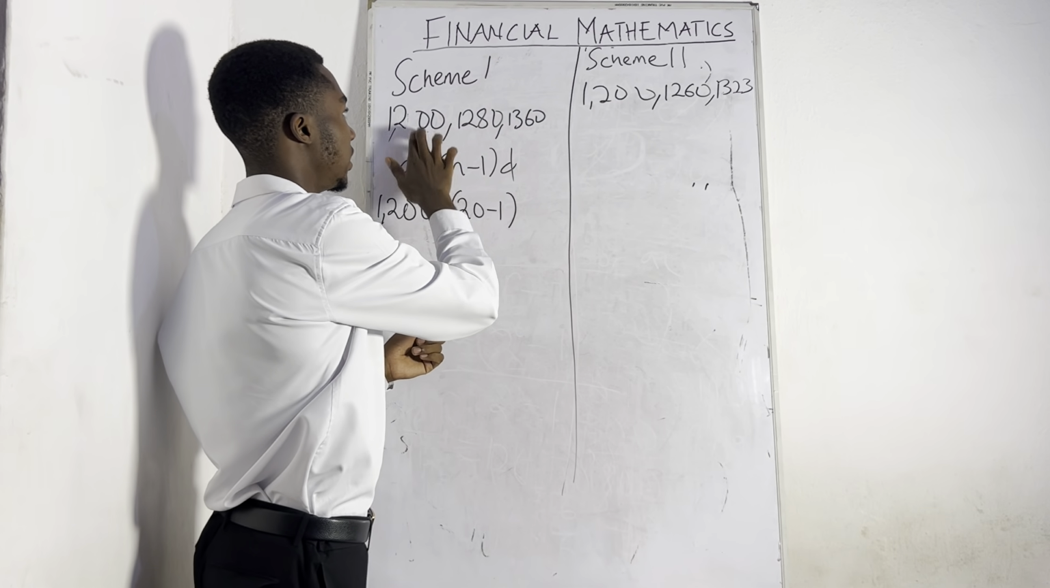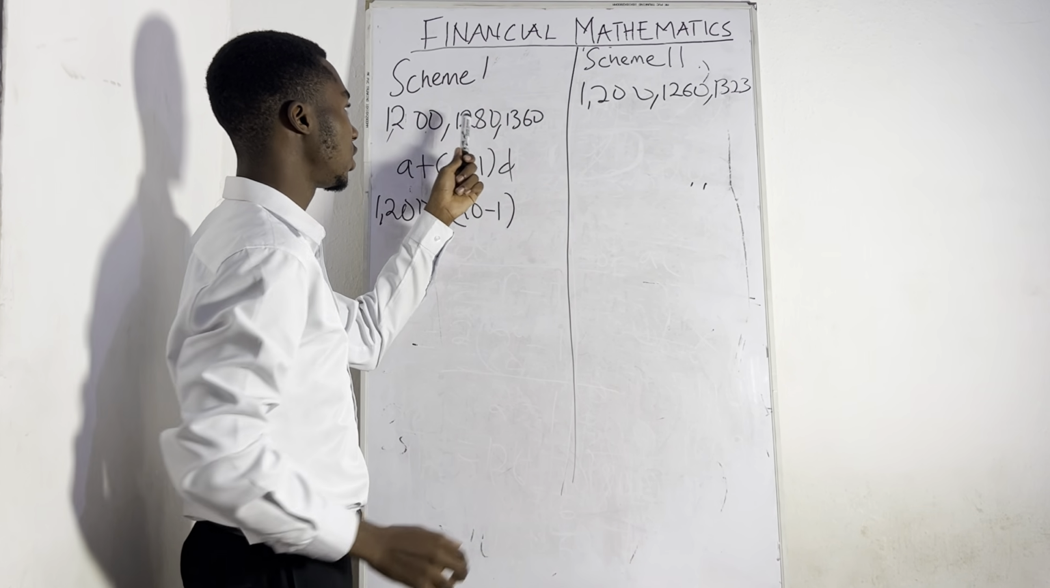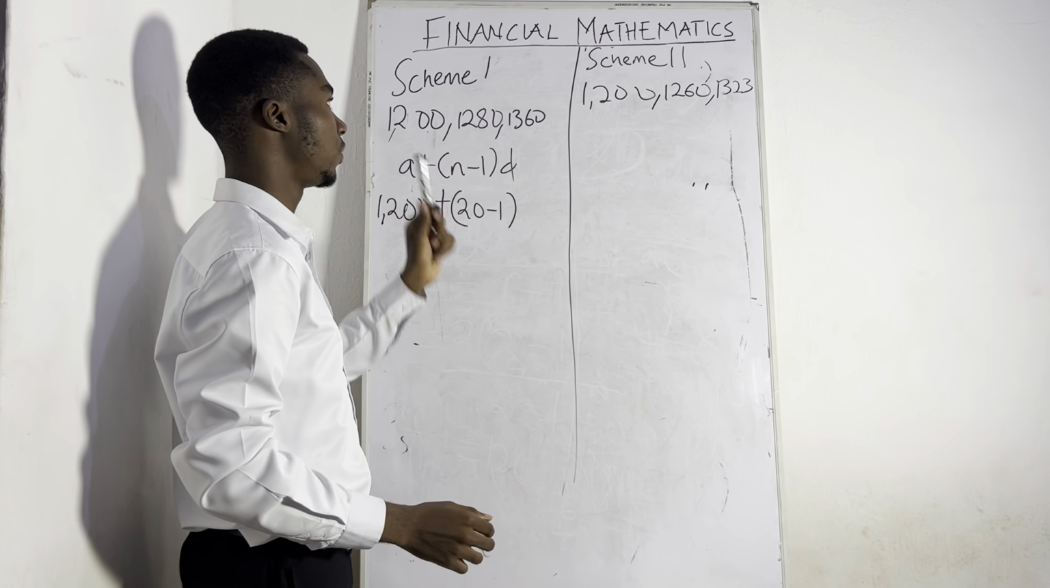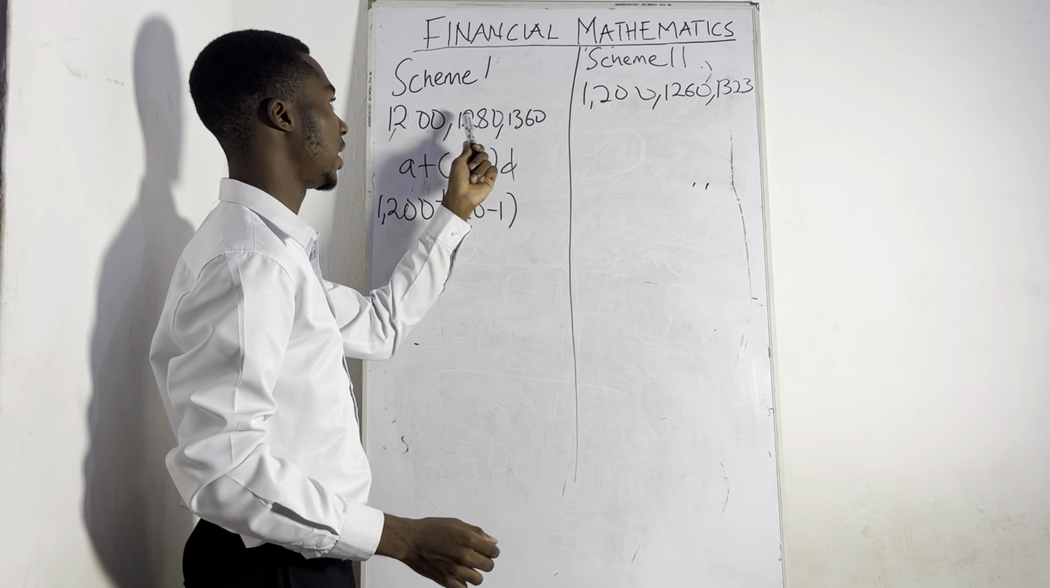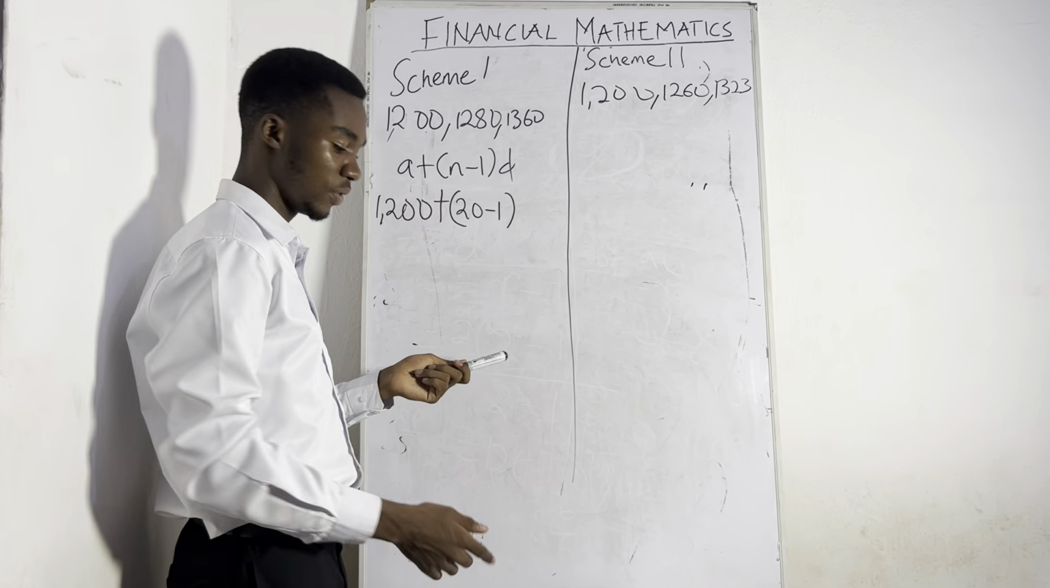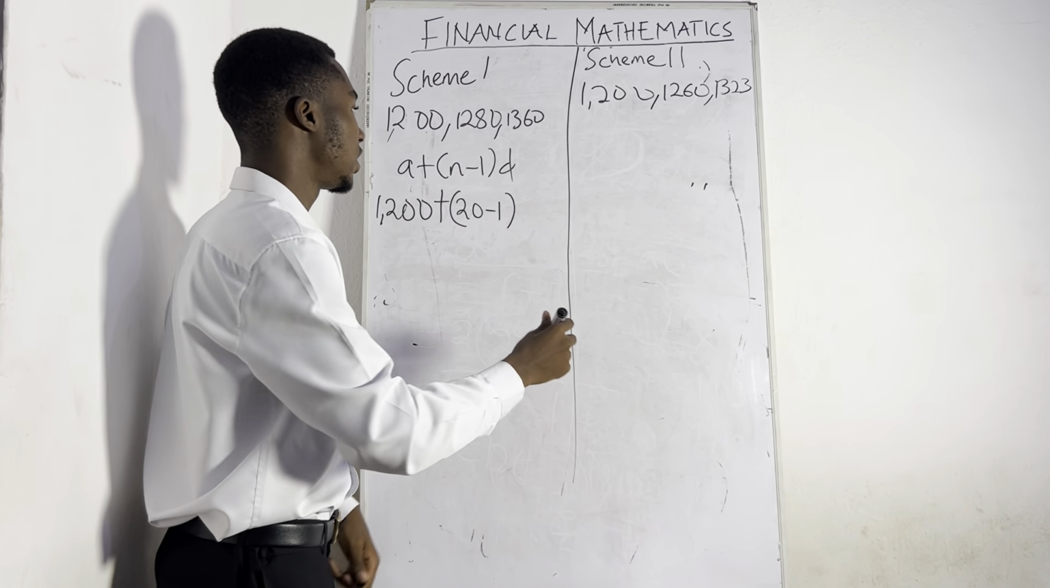So this minus this, or this minus this. 1280 minus 1200 will give you 80. 1260 minus 1280 will also give you 80. It's even in the question. So the common difference is 80.